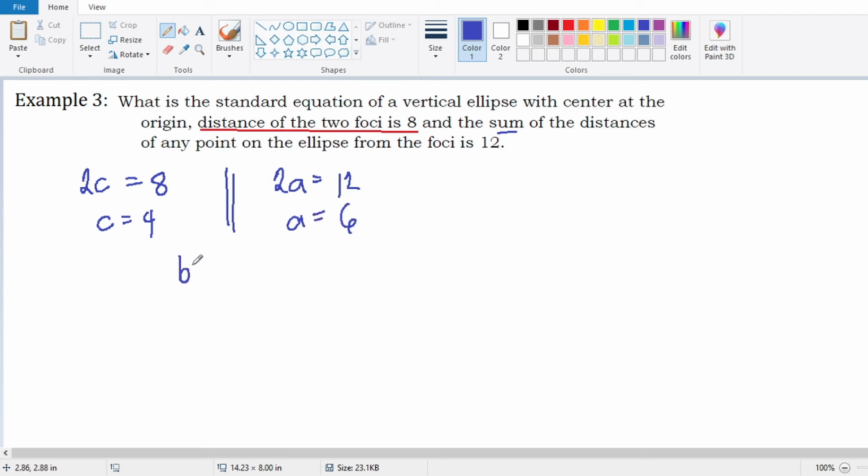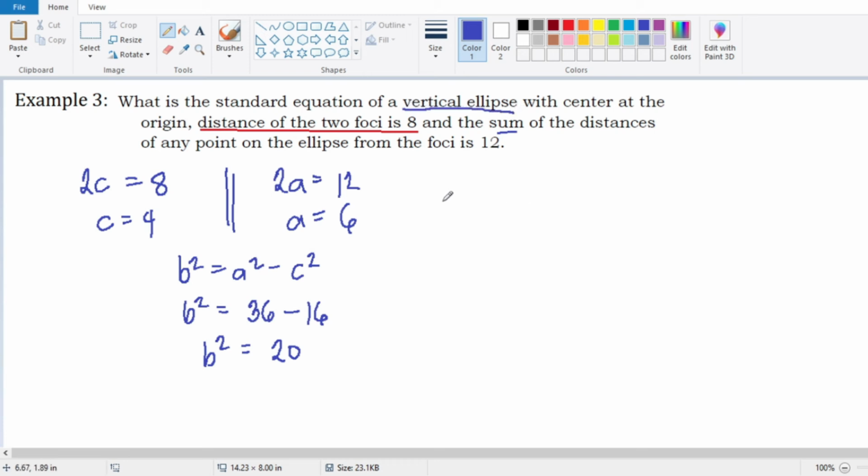We can now solve for B. B squared is equal to A squared minus C squared. B squared is equal to 36 minus 16. And you have now 20 as your B squared. Next, you also know that that one is a vertical ellipse.